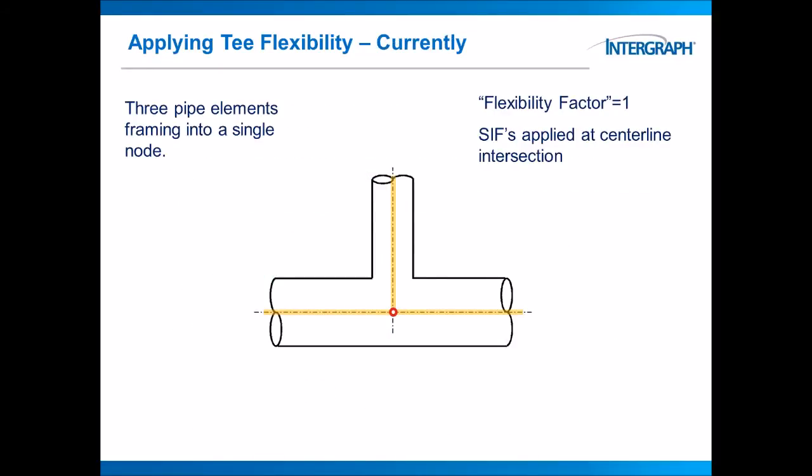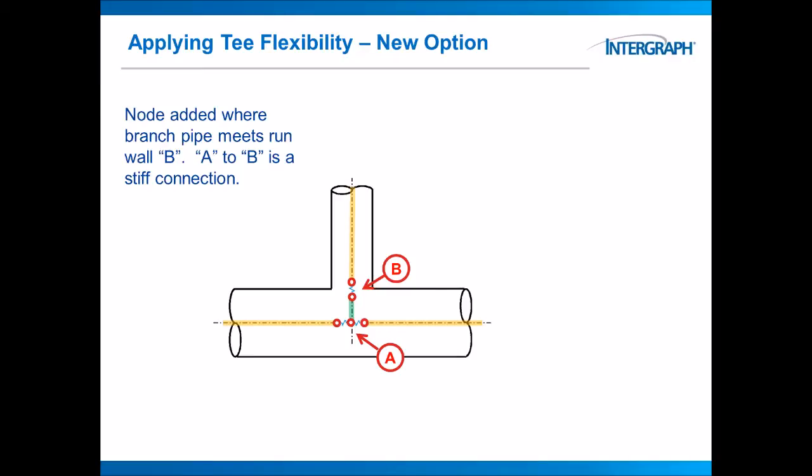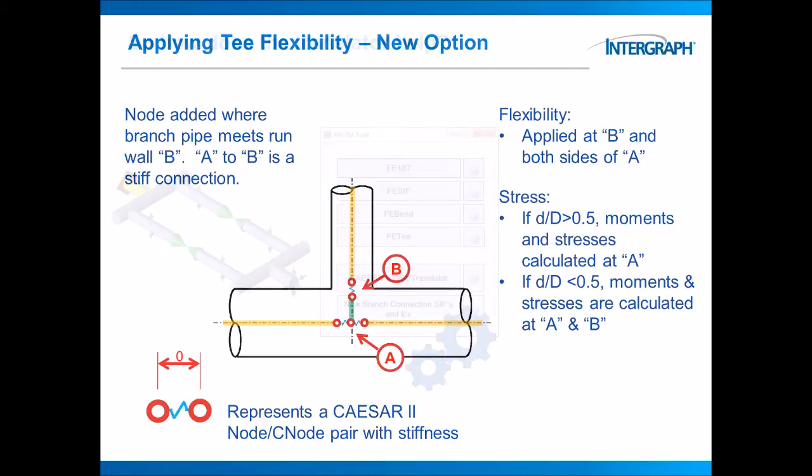So how do you do the flexibility? Currently there is no flexibility. This is how you model a T, of course. But if we were to apply flexibilities, you could model your T in a different way, like so. There are a few extra nodes here. There's a node added where the branch meets the run wall, and A to B is a stiff connection, as you can see here, the green line. That would be a rigid connection. Then we have flexibility applied at B and at both sides of A, with this symbol here, which is a CAESAR II node and a C node with a stiffness.